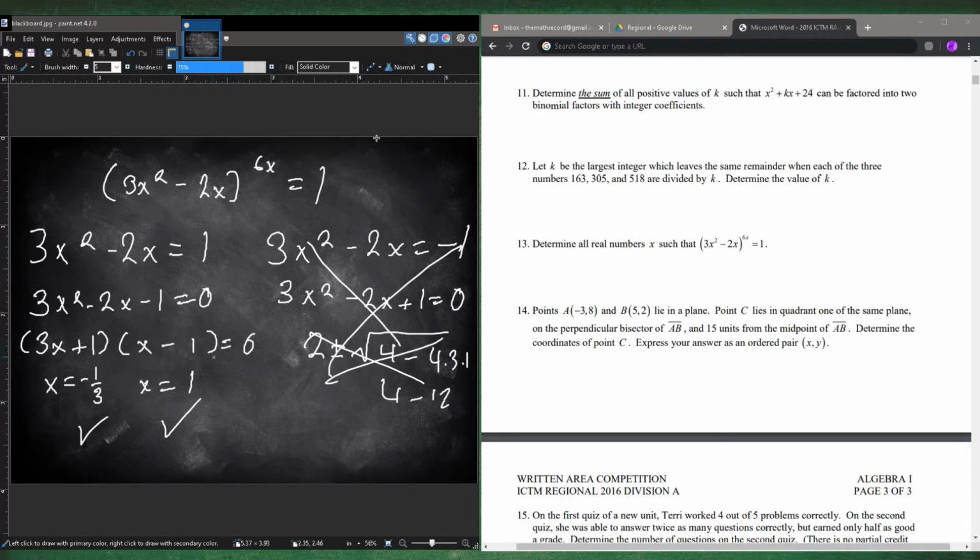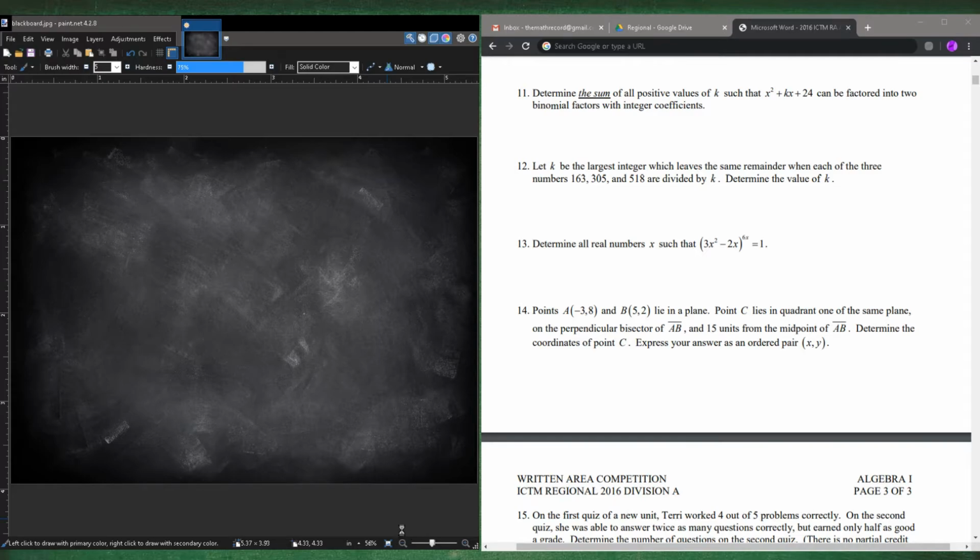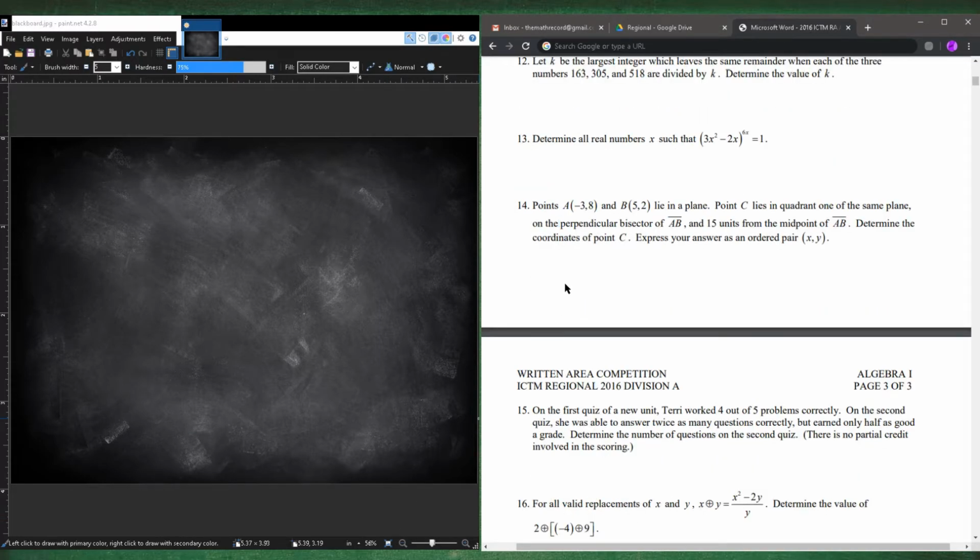So the answer for number 13 is negative 1/3 and 1. Okay. Usually that's how I write my answer. I just put negative 1/3 comma 1. Right? Okay. Number 14. Points A, negative 3, 8, and B, 5, 2, lie in the plane.